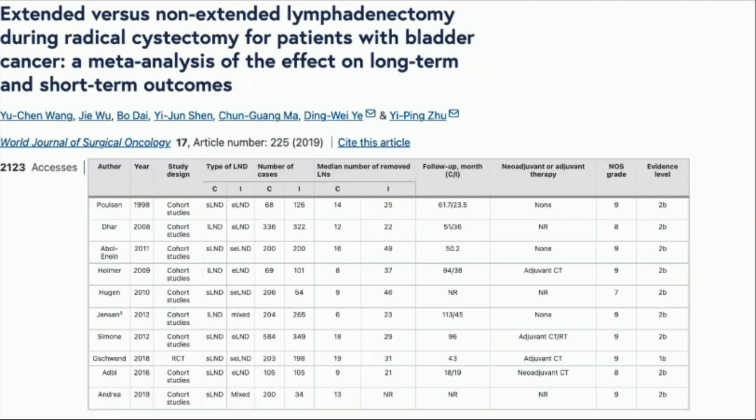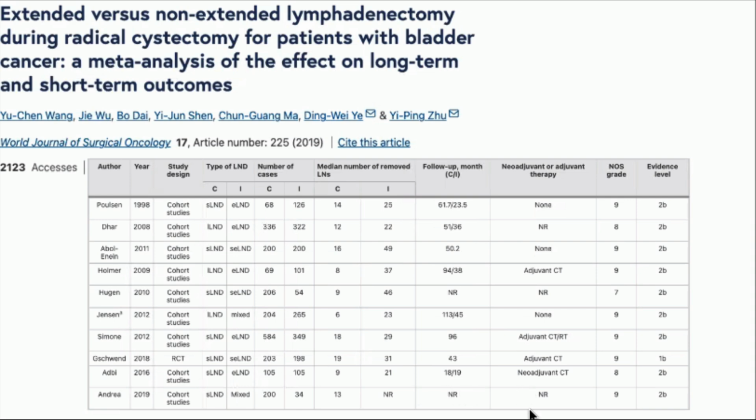When we try to look at the potential benefits of extended versus non-extended lymph node dissection in radical cystectomy patients, most of the literature, unfortunately, is based on large retrospective chart reviews. The prospective trials, the LEA and the SWOG trials, are the best that we have. This is a meta-analysis looking at 10 studies involving close to 4,000 patients who underwent extended versus non-extended pelvic lymph node dissection. There were quite a number of variables when it comes to the studies.